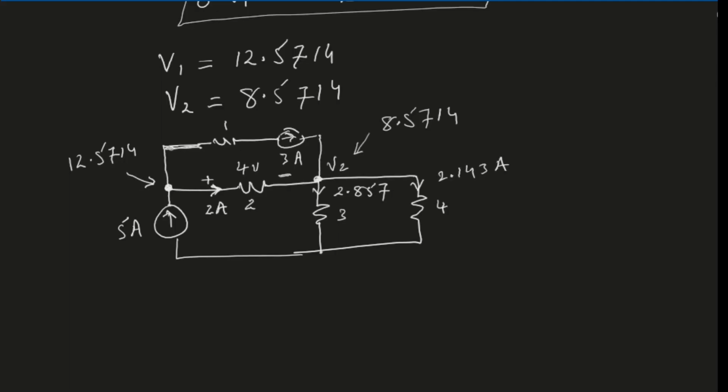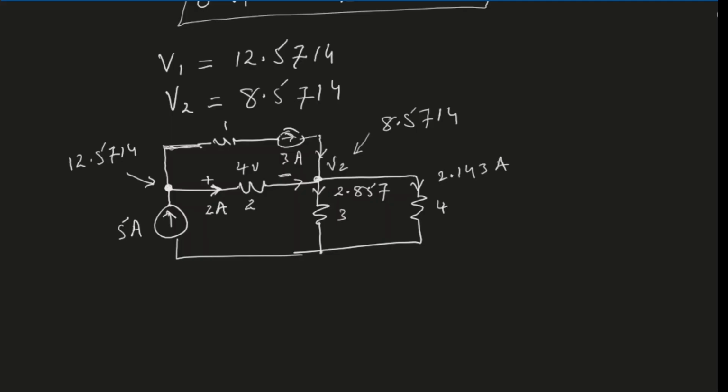And now you should check if the current entering this node is equal to the current leaving that node. We see that the current entering is 2 ampere plus 3 ampere, so 5 amperes is the current coming to the node. And if you add these two currents, this will also give you 5 ampere. So KCL is satisfied at both nodes. Now in this method, we have considered only current sources because when we are working with KCL, it is easier to work with current sources.